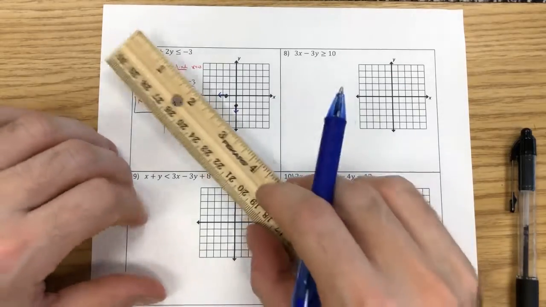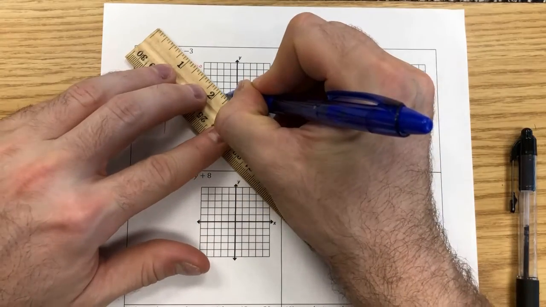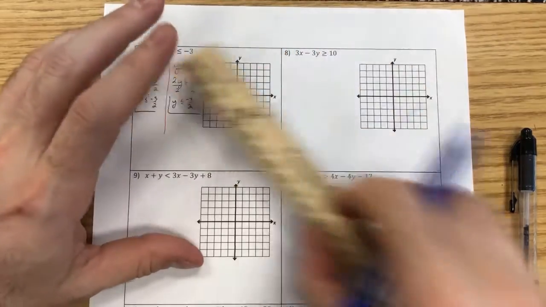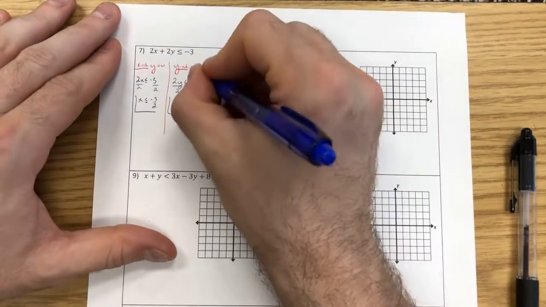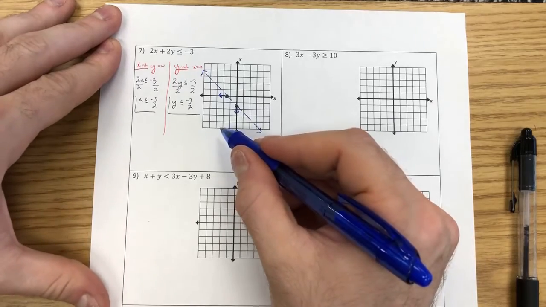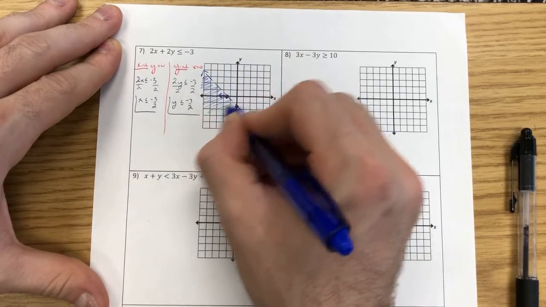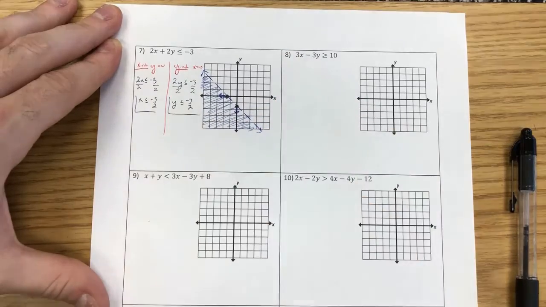If I were to connect them with a line, I notice that both of them are pointing on the same side. That lets me know that I've done my math correct. I know which side I need to shade.